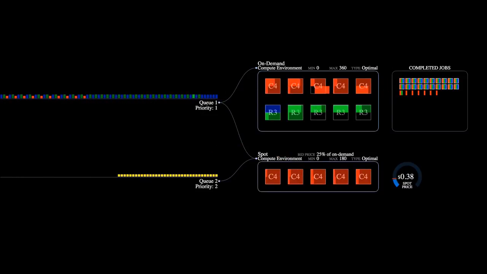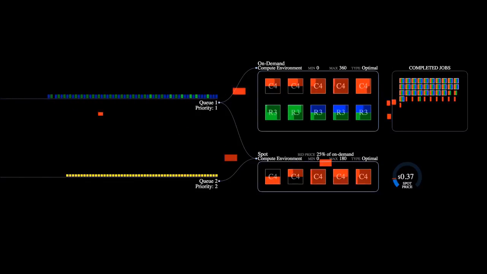Now we have jobs from the high priority queue running on both of our compute environments, and we've temporarily stopped submitting new jobs from our low priority queue to the spot compute environment. Once we finish all of our compute-intensive workloads in the high priority queue, then we can start turning off instances in our on-demand compute environment, and we can resume scheduling jobs from the low priority queue in our spot compute environment. And we'll see that in just a moment.